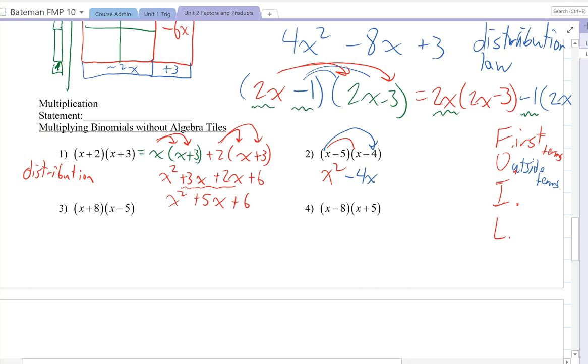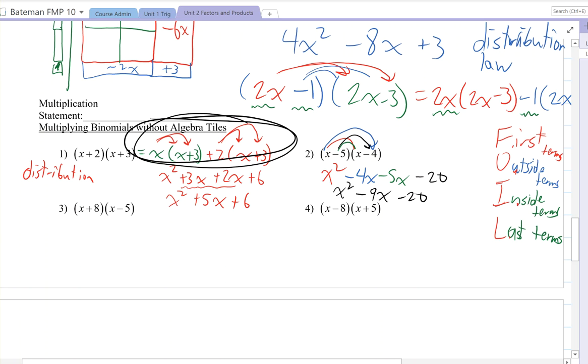Then you multiply your inside terms. So it would be negative 5 times x. And then you multiply your last terms in the brackets. So the last terms in each brackets get multiplied, and so that's going to be negative 5 times negative 4, negative 20. Combine your middle terms always, so negative 9x minus 20. So FOIL is just a cheap acronym, mnemonic rather, of this. That's really what you need to know. That's the important part there.